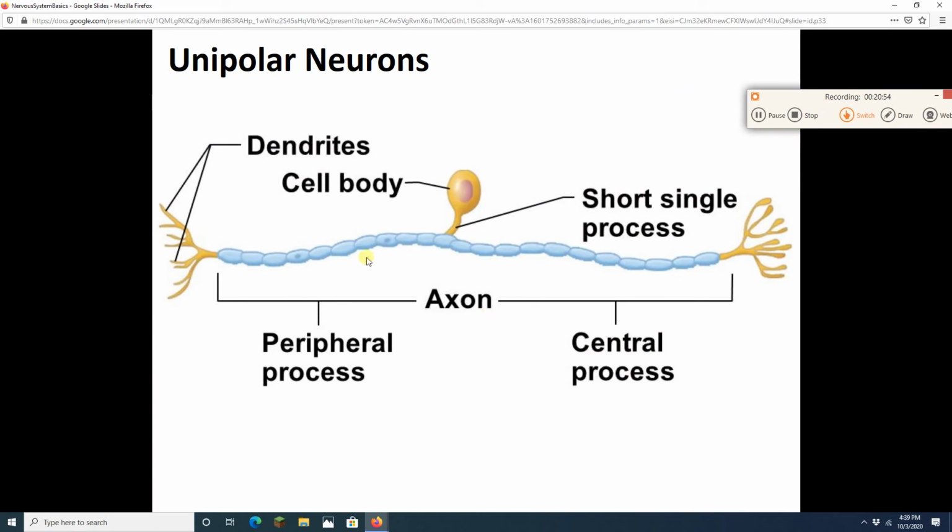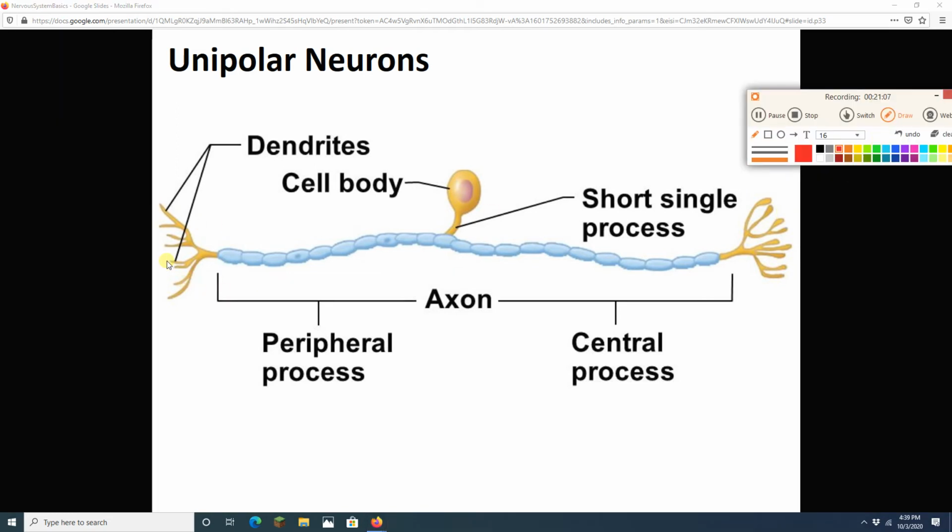Bipolar is done. Let's do a unipolar neuron now. It's got the cell body. It's got a short process coming out of it, then splits to go 2 ways. And this entire thing here is the axon. The axon starts right here and goes all the way right here. So what's weird about this guy is the dendrites fuse together. So here are the dendrites. The dendrites fuse together to make the axon.